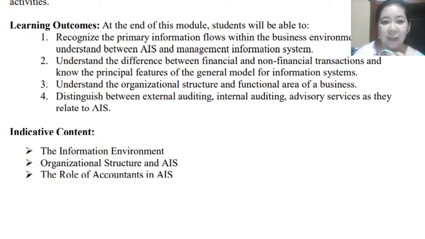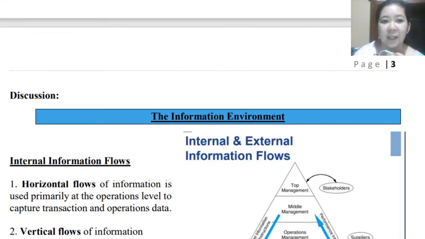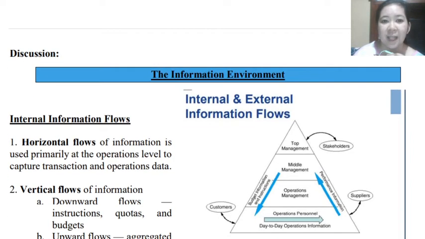For the contents, we have 3 main topics for this module. These are the information environment, the organizational structure of our AIS, and the role of accountants in an accounting information system. To start, let us discuss the information environment.